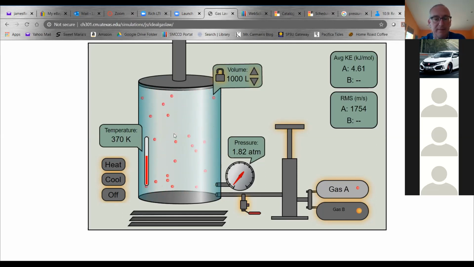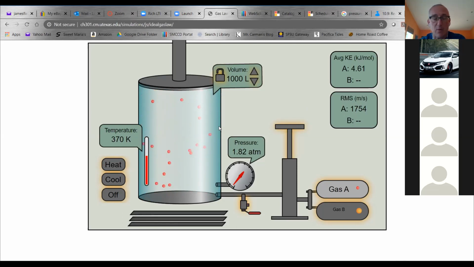And you can see all the little molecules moving around. And it gives you an idea of how fast they're moving over here. The RMS, you can see they're moving pretty quick, 1,754 meters per second. So that's really, really fast. And as they hit the sides of the container, you see the result in the pressure of 1.82 atmospheres.